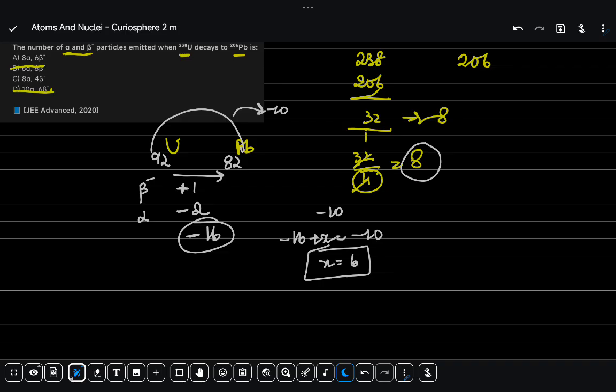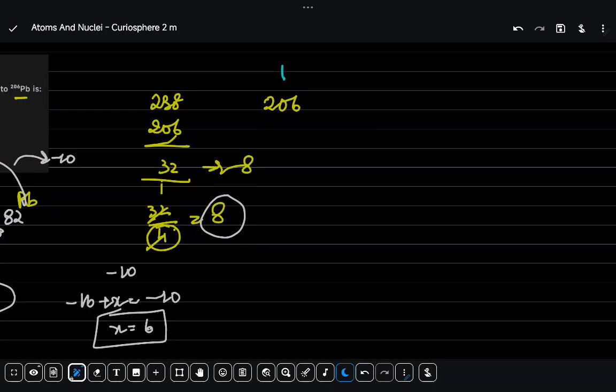Basically, there is a reaction from uranium to lead. 8 alpha particles we have found out just by using the mass number. So these 8 alpha particles will decrease the atomic number by 16. But the atomic number of uranium is 92 and lead is 82, so there's only a decrease of 10. Alpha particles decrease it by 16, but we need only 10.